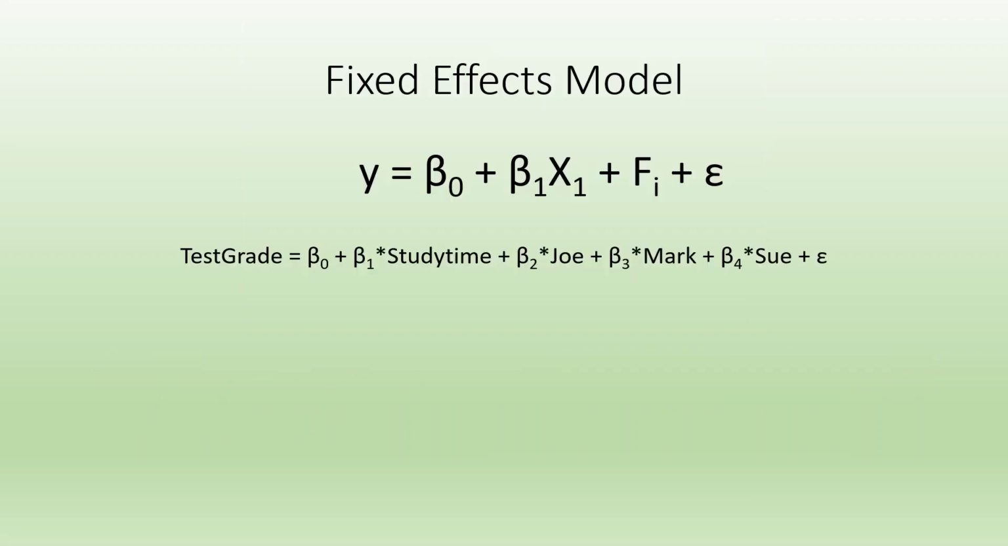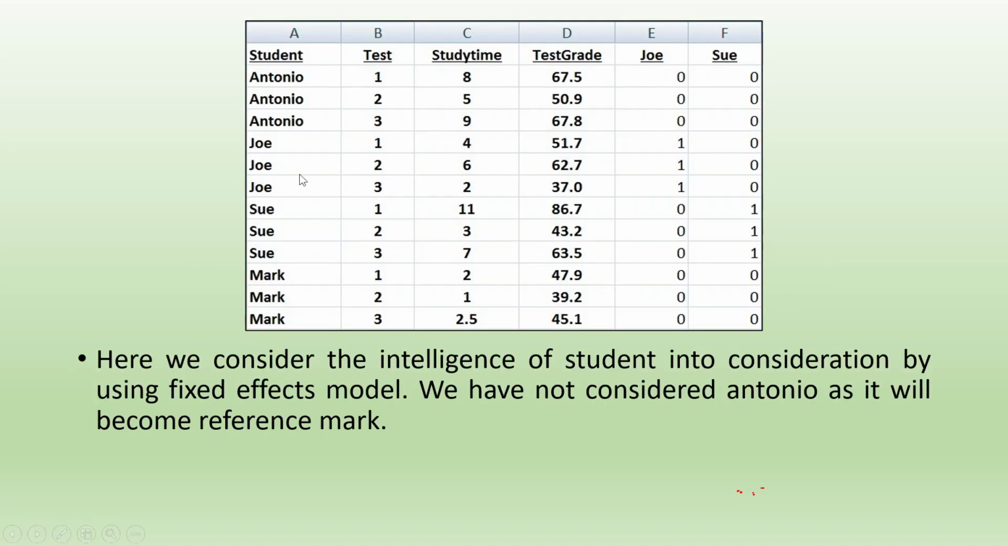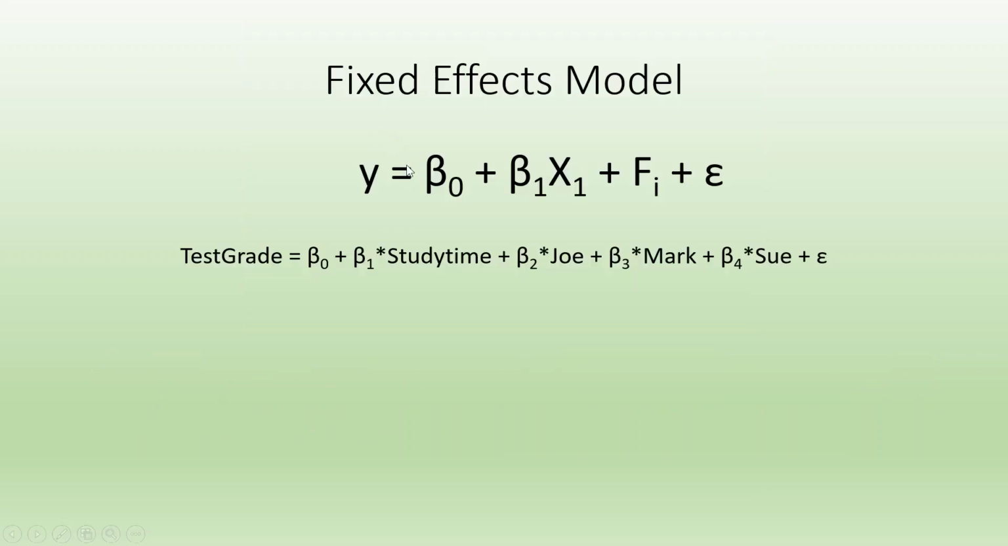Now, how to introduce a fixed effects model in our panel data regression? Let's see. Test grade is equal to beta 0 plus beta 1 study time plus beta 2 Joe plus beta 3 Mark plus beta 4 Shu. We don't consider Antonio because the cross-section unit, or the student, whose dummy is not created, will be captured by the intercept. Please make it a point. It will be captured by the intercept.